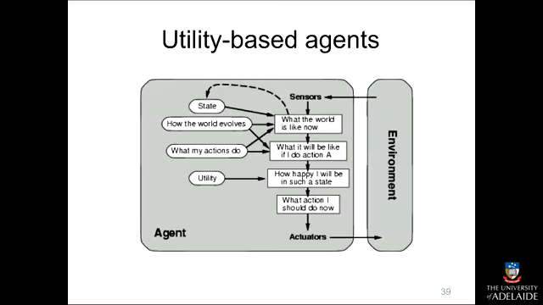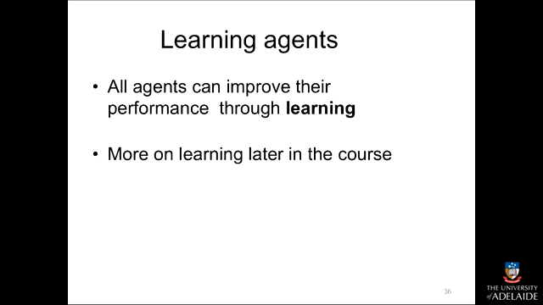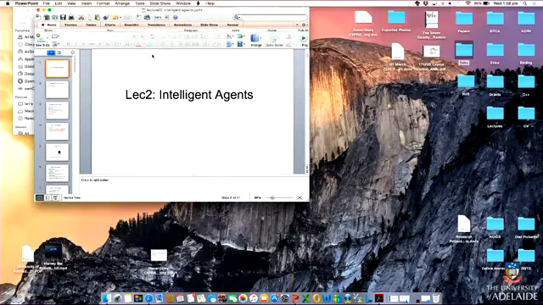Okay, so utility-based agents. So we have this utility. How happy will I be in such a state? What action should I do now? Looks like it's about to stop recording. So, more about learning. There's my summary. You guys can read the summary later. I'll finish there.